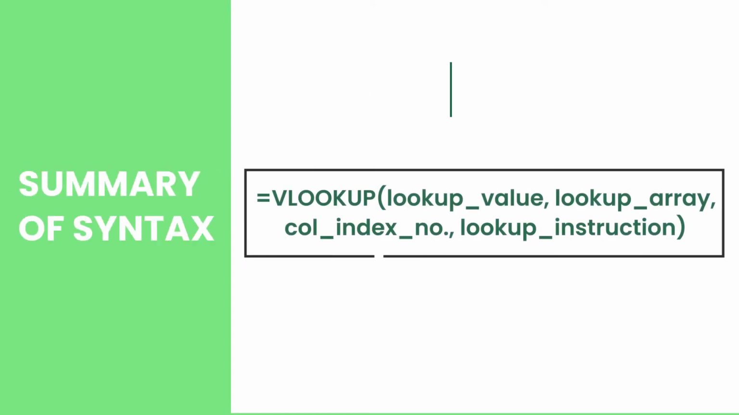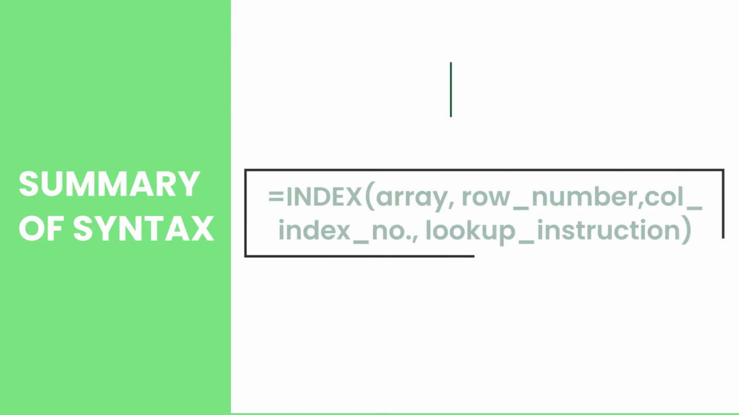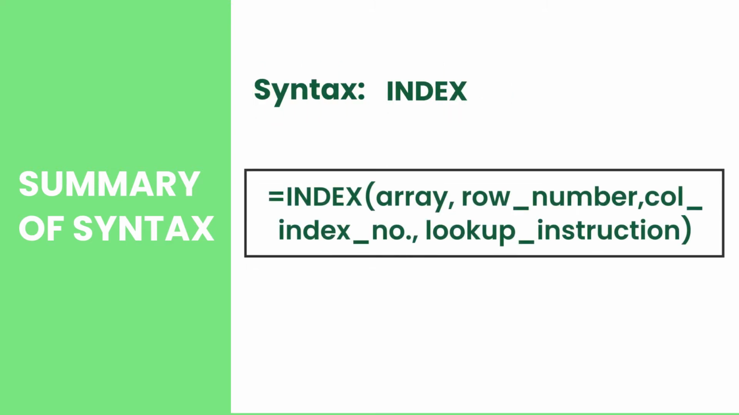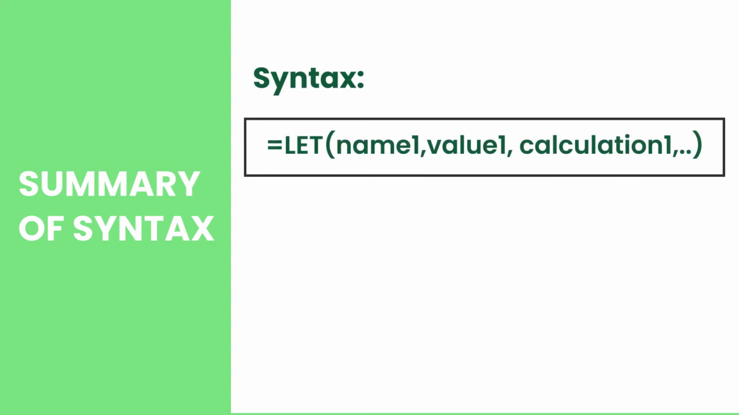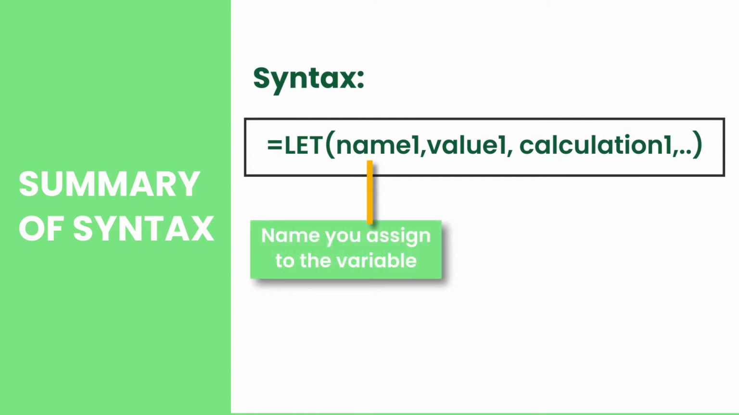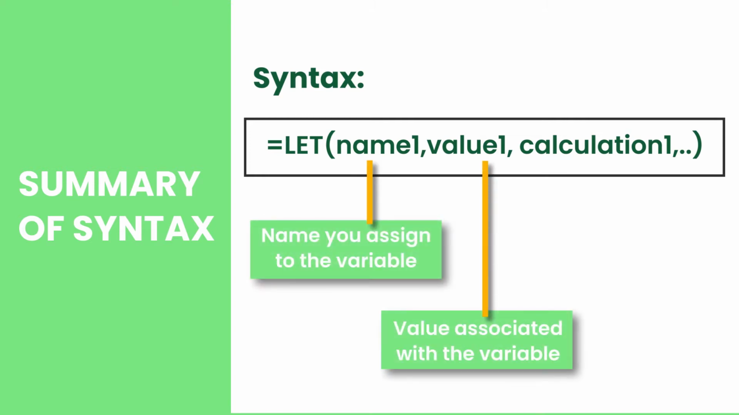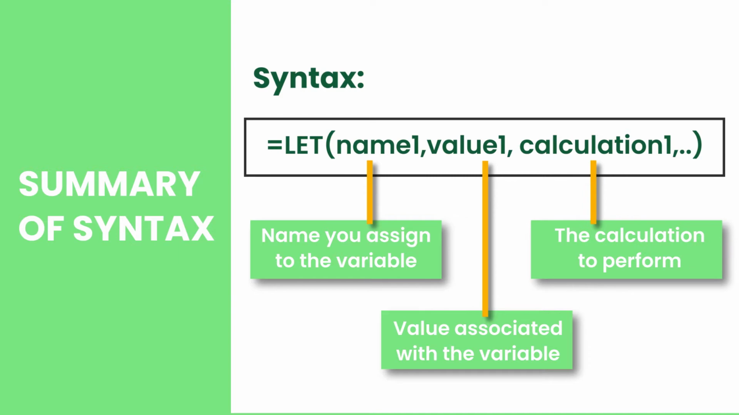For VLOOKUP, the arguments are lookup value, lookup array, column index number, and lookup instruction. While INDEX has array, row number, column number, and reference. And lastly, the LET has name, value, and calculation, which enable users to define a variable and indicate an operation to perform with the variable.